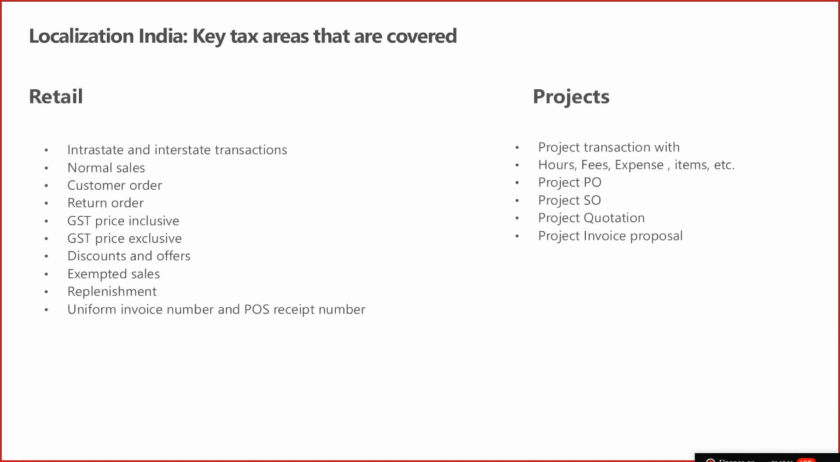Then we have retail as well. Retail is also integrated and localized, where the intrastate and interstate transactions can be handled. Normal customer order, return order, price inclusive and exclusive scenario, discount and offer, exempted replenishment, and then uniform invoice number on the POS receipt. Some of the key features for the retail which we have provided, and which you can see, and I think probably you have used it. So retail segment is also localized.